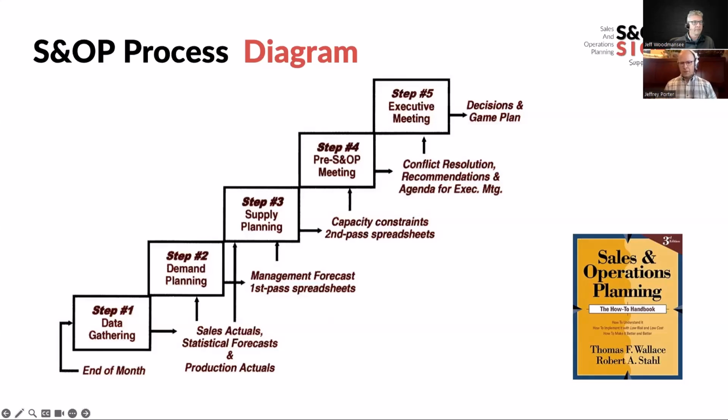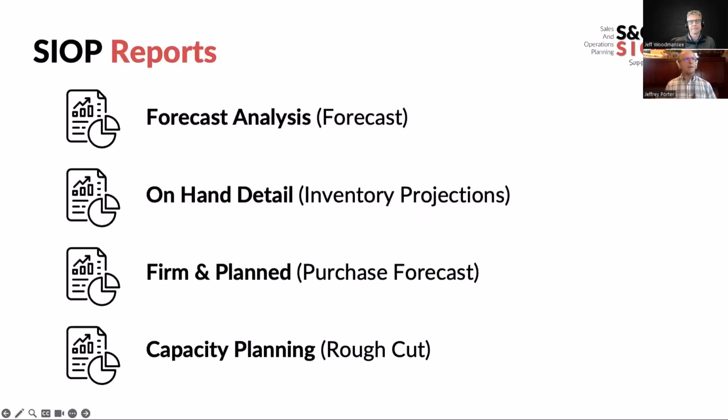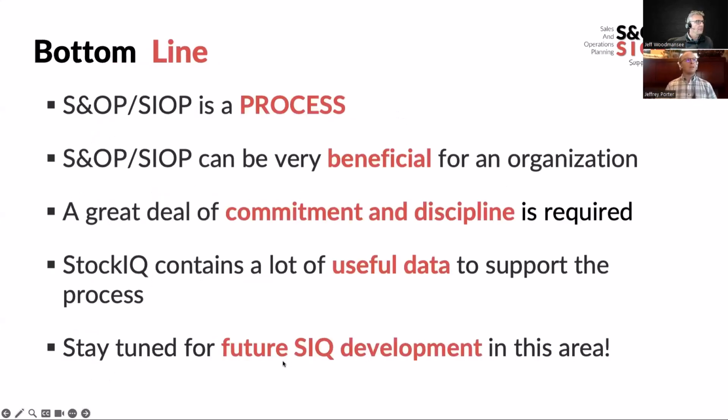Okay, so let's see here. Now let's talk about step number 3, which is projections. Great, we have our new plan in place. We now have planned purchases and we have an inventory plan. So let's talk about some of those things that we're doing in here. By the way, I'm going to go into some of these reports. We'll talk about the on-hand detail and the firm and planned, and we'll also go into capacity planning. But let's talk about, forgive me here, I got a little excited there.